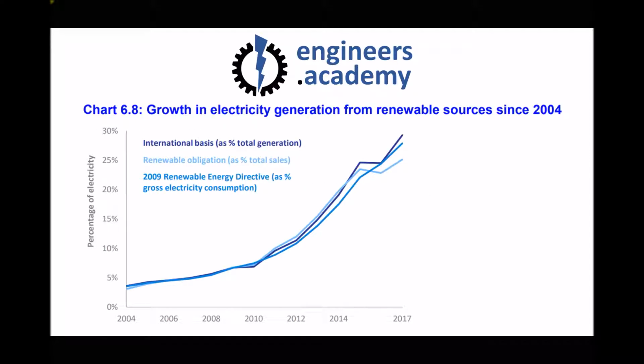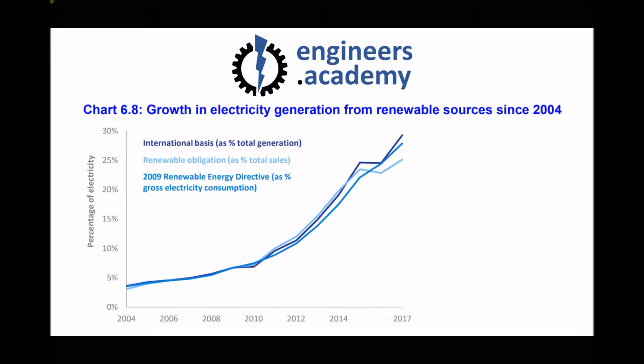Now, most importantly, what we need to look at is how we're performing against that target of 30% of energy from renewable energy sources. There are various different trend lines on here, but the one we're concerned with is the one that links to the Renewable Energy Directive, as a percentage of gross electricity consumption. If we identify that line here, we can see that in 2017, we're sitting somewhere between 25 and 30% of all of our electrical energy being produced from renewable sources. So we're very close to that target of 30%.